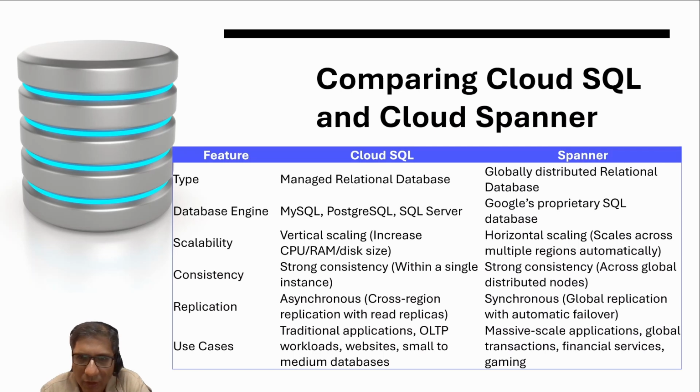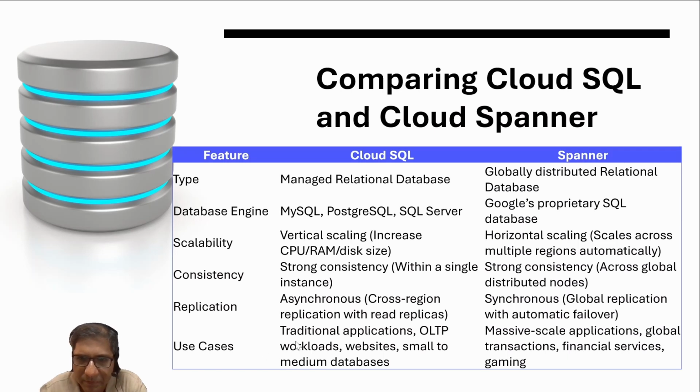Cloud SQL offers strong consistency within a single instance. Spanner offers strong consistency across globally distributed nodes, right? So globally consistent, you could say. This is asynchronous replication with read replicas. This is synchronous with global replication and automated failover.